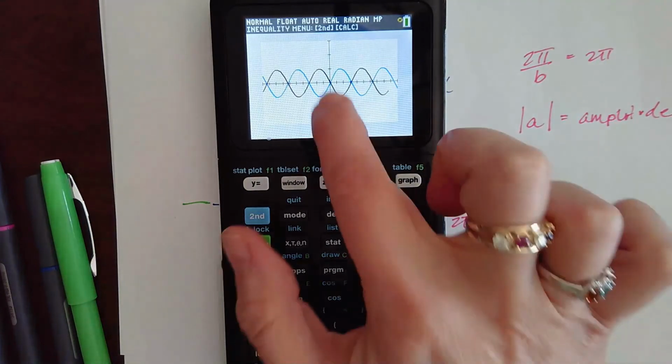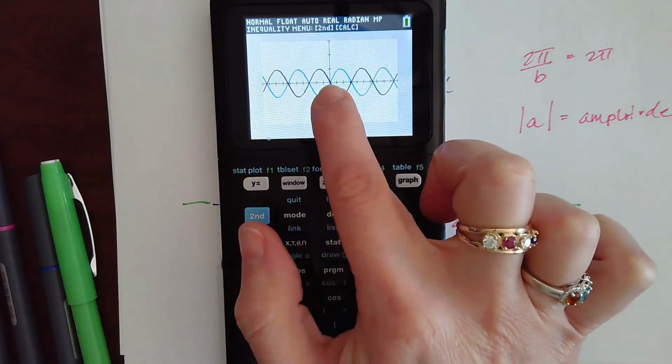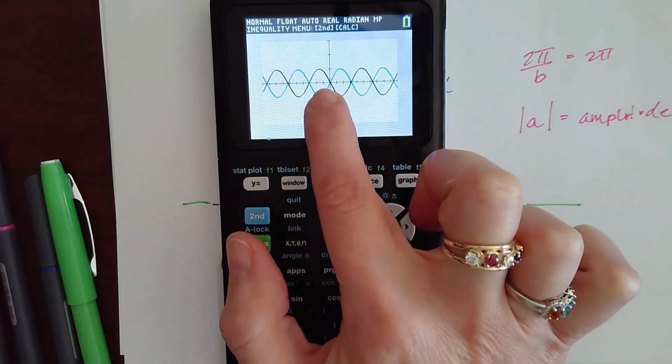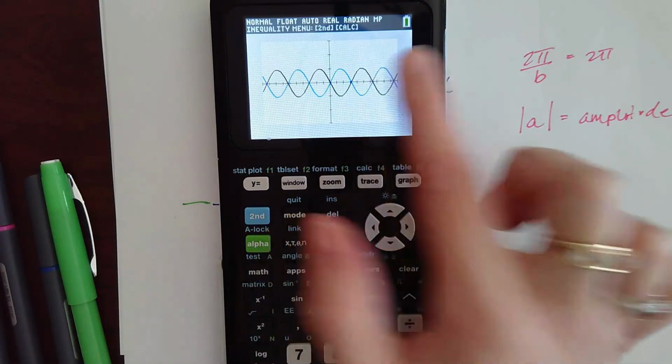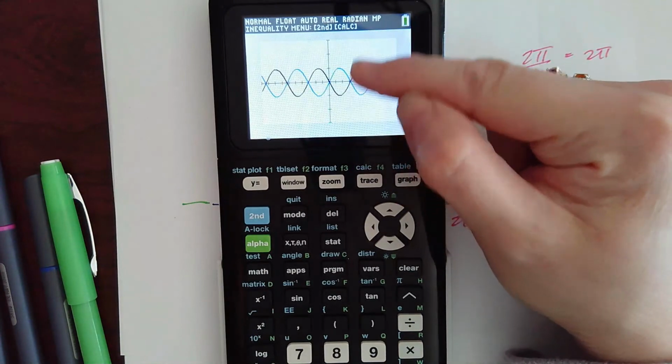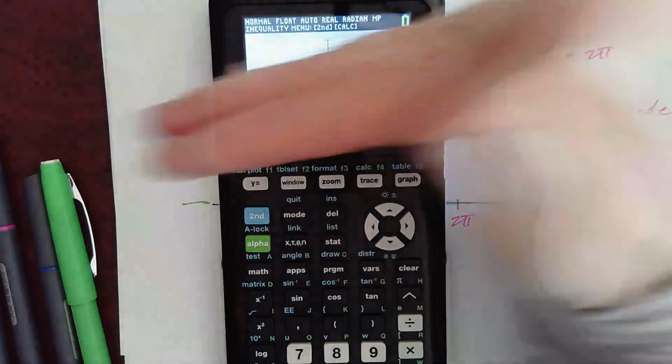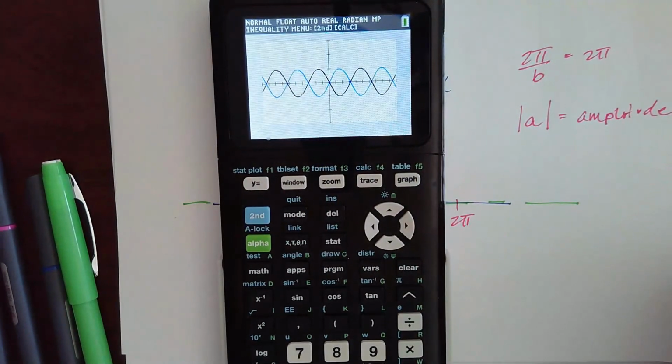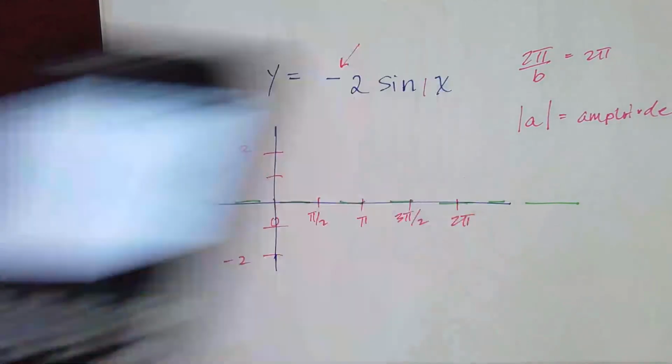So zoom in right on the x-axis. Normally we would go midline, max. What happens? It goes midline, min, midline, max. So every max now becomes a min, and every min now becomes a max. So again, we're just reflecting it over that x-axis. The midline doesn't change, right? We're reflecting over the midline, so the only thing that's changing is our mins and our maxes.